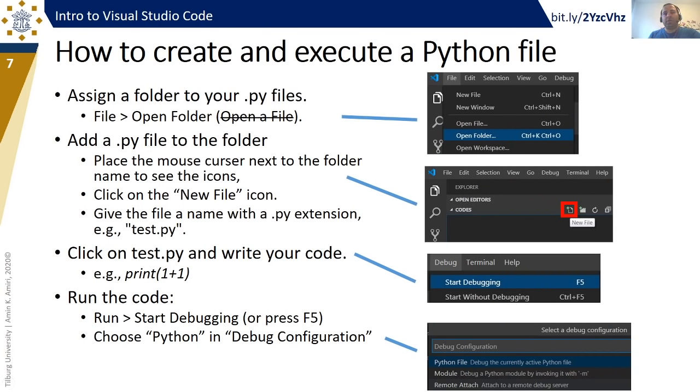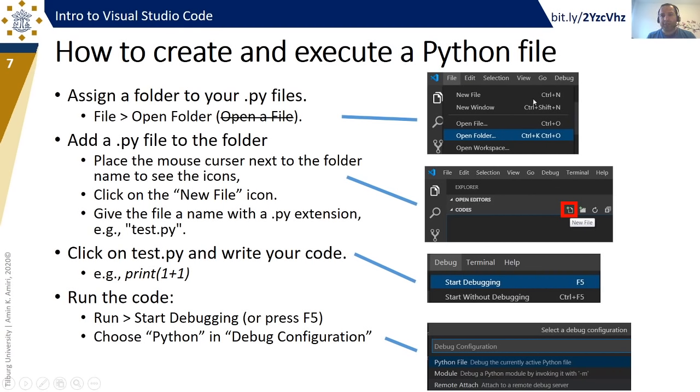So how can you create and execute a Python file? First, you need to assign a folder to your .py files. For that, you need to go to File, Open Folder. Then you need to add a .py file to that folder. That means that after creating or opening a folder, you place the mouse next to the name of the folder. You'll see these icons appear. You need to click on New File and then give it a name with an extension of .py. Then you click on test.py and you can write your code in the programmer's view panel.